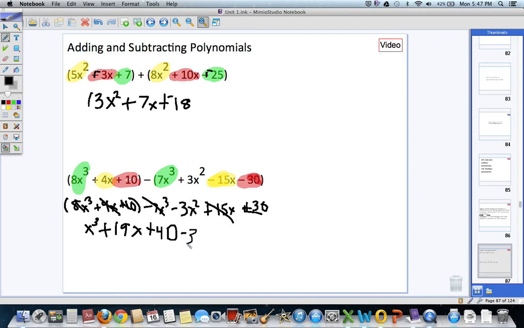Minus 3x squared. But typically we order things from the first term being the number with the highest exponent, and then we end it with the constant or the smallest exponent. So my highest exponent is my x cubed. My next highest exponent is a squared, so I have a minus 3x squared. Now I have just an x to the first power.